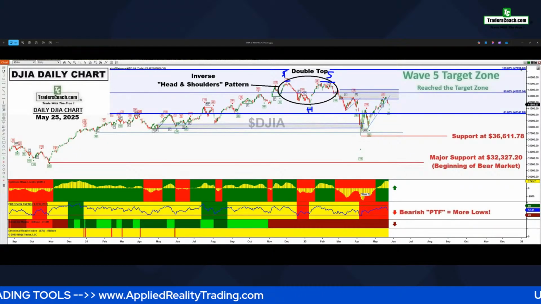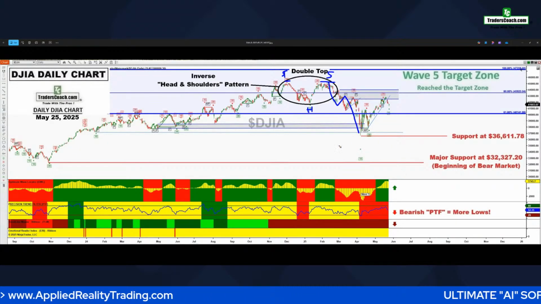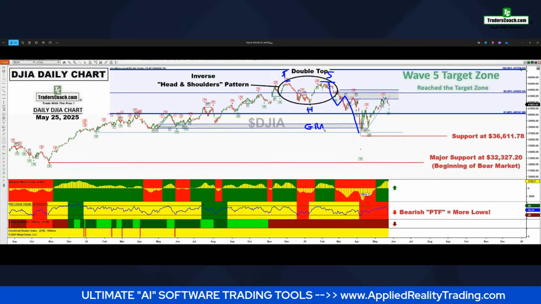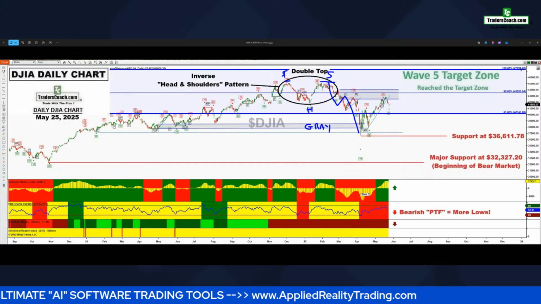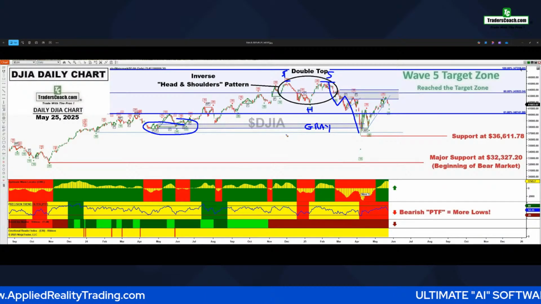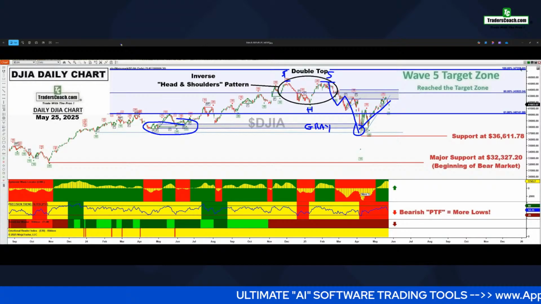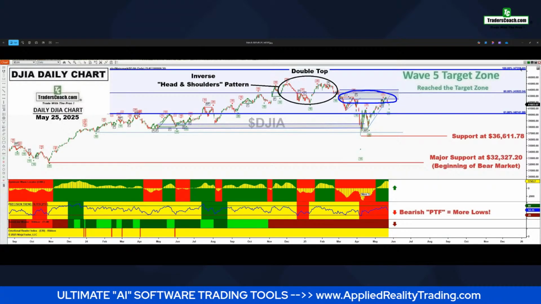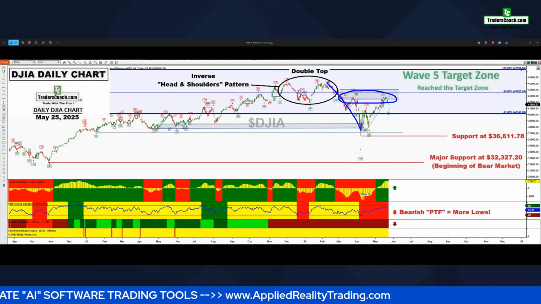And then from there, we moved quickly down and hit this area, basically represented by the gray colored box or zone. This was a structure area created over here back in May of 2024. So it found some resistance there, popped up, and now we hit another structured area here that was created on the way down.